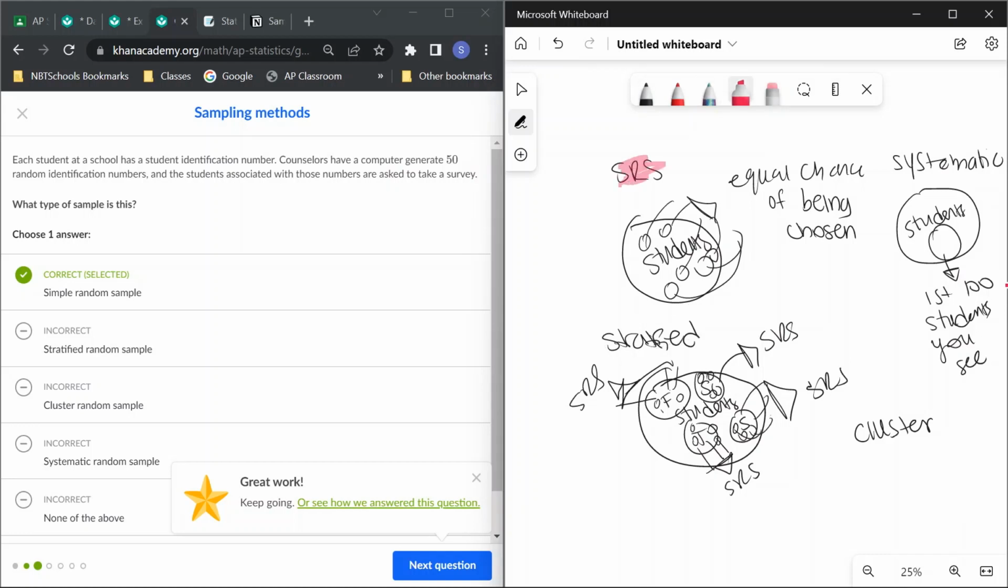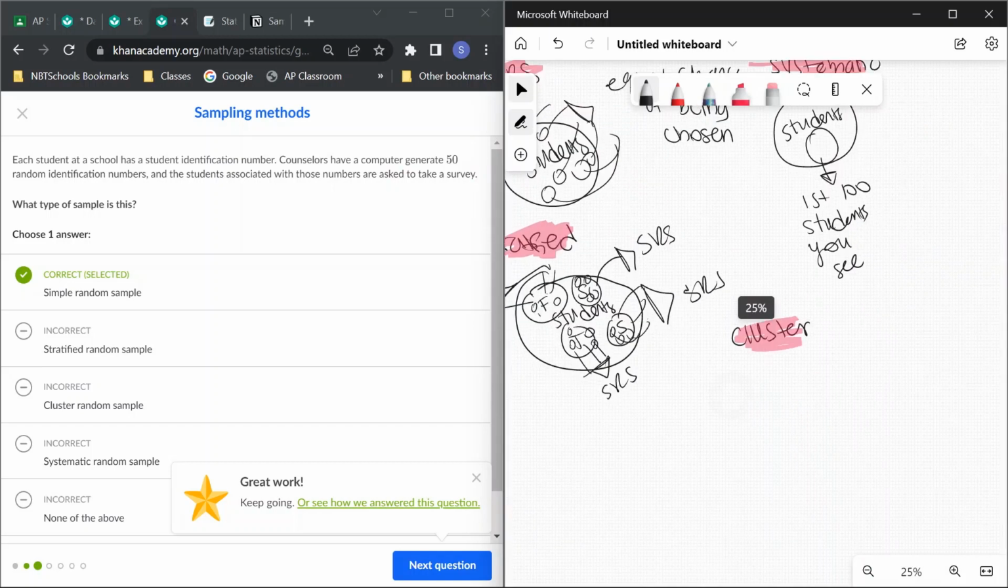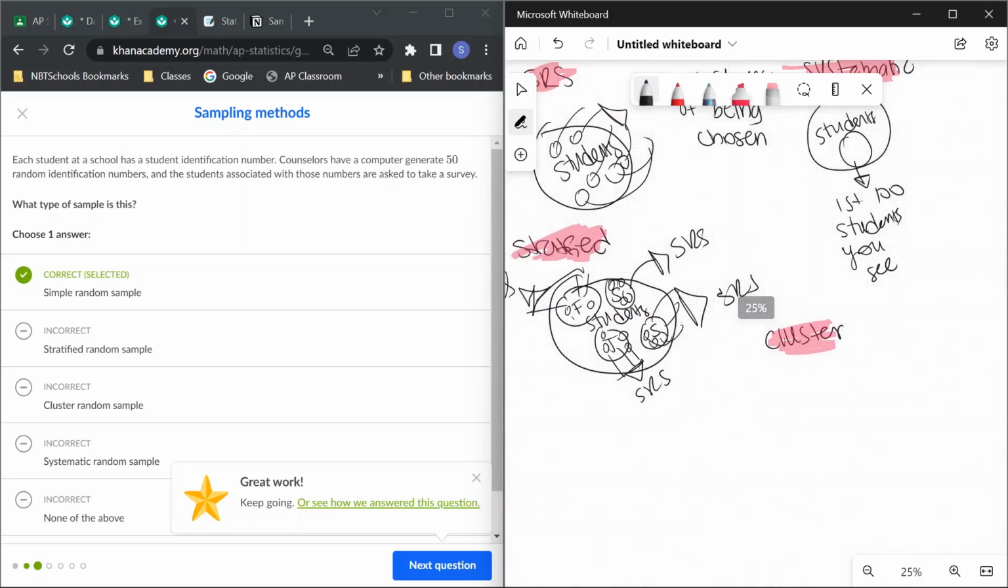So SRS, stratified, systematic, cluster. I just don't understand cluster, for real. What is cluster? So cluster would be what? You would have your students. I feel like this would make sense for schools, I just don't understand.